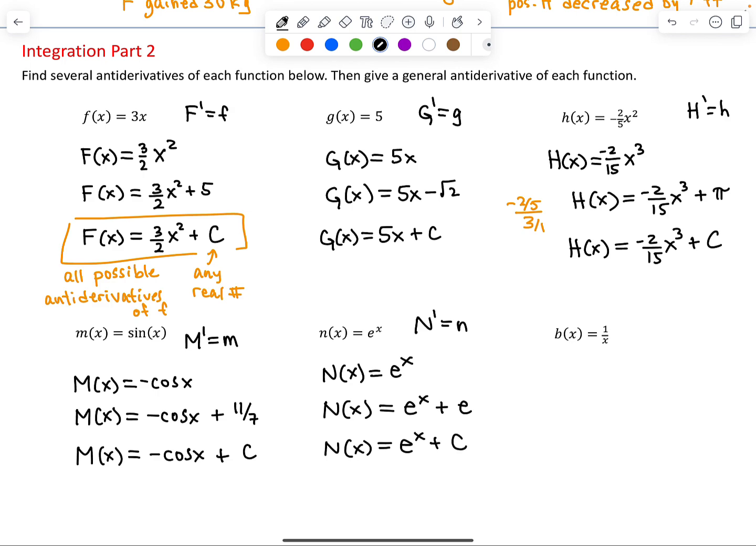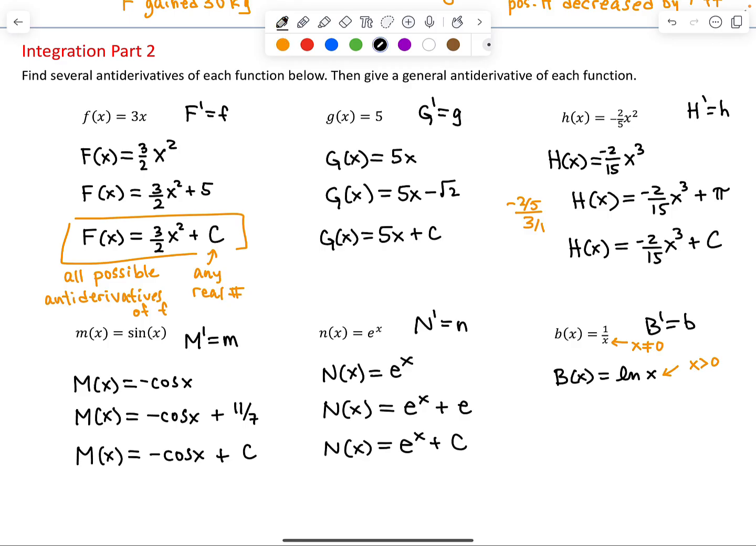And our last one, b of x equals 1 over x. We want to find a capital B function such that capital B prime equals little b. If you recall your derivative formulas, we need a natural log of x. The derivative of natural log of x is 1 over x. This x has only one domain restriction. It can't be 0. It can be positive or negative. But this x has to only be positive. And so we don't want to find an antiderivative that has a much smaller domain.